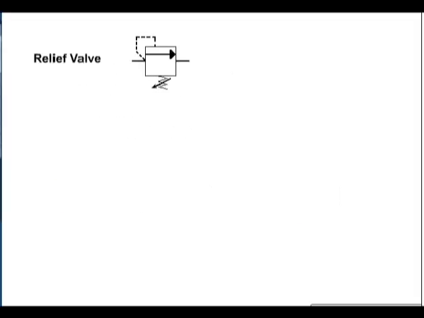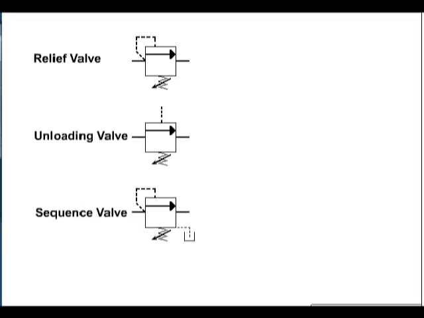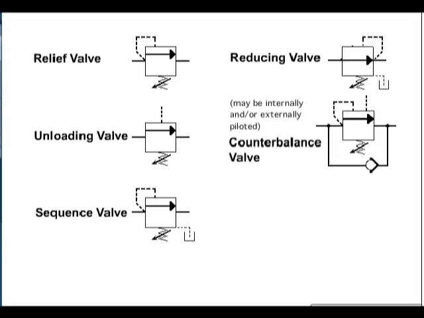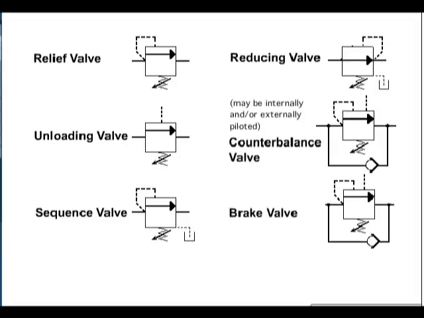They are relief valve, unloading valve, sequence valve, reducing valve, counterbalance valve, and brake valve. By symbol, these valves closely resemble one another. Often, only their location in the hydraulic circuit will designate what type of pressure valve they are.